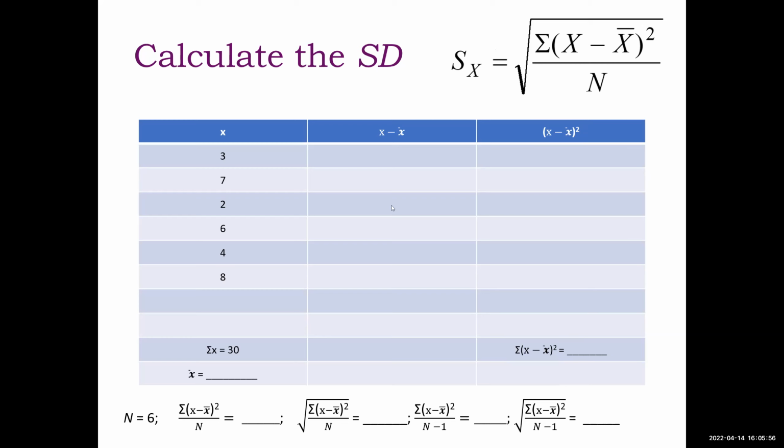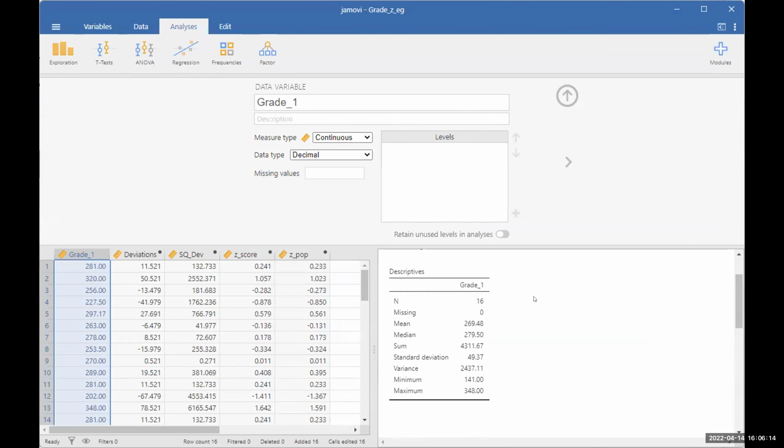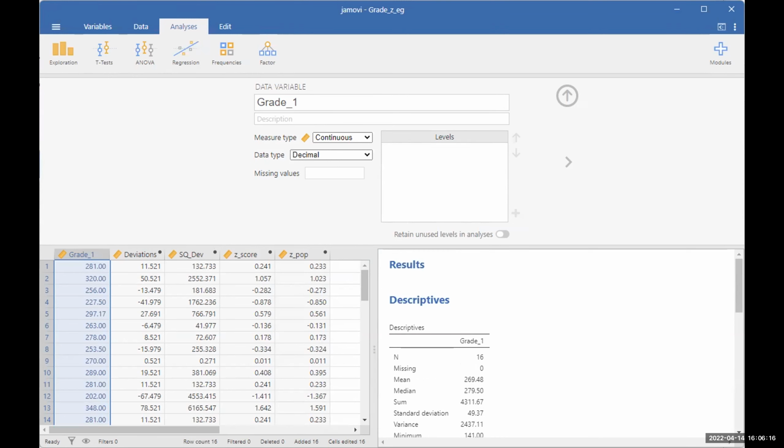This PowerPoint right here, as I said, you have access to it. It's just PowerPoint 5, Chapter 6, these scores a normal curve, right? You can actually look at the PDF and see that. So let's look at Jamovi doing this really quickly. Okay, so these are not your grades. These are somebody else's grades. This is a different class, a prior class.